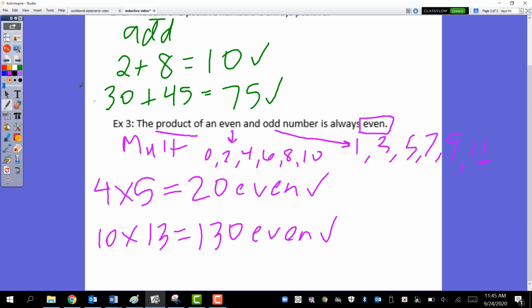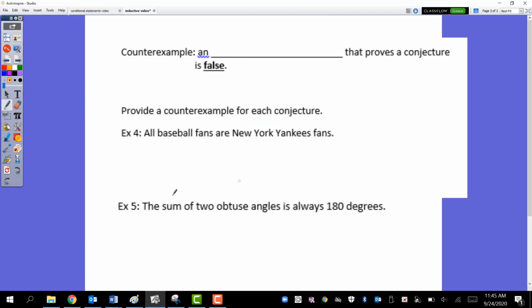The last part about inductive reasoning is giving a counterexample. A counterexample is an example that proves a conjecture, aka a sentence, is false. So these sentences that they're giving you are false, and you need to give them an example that proves it's false. You need to give me an example when this sentence is false.